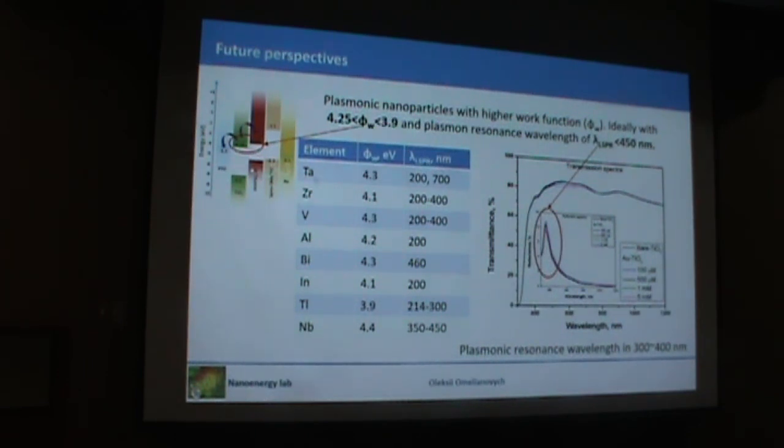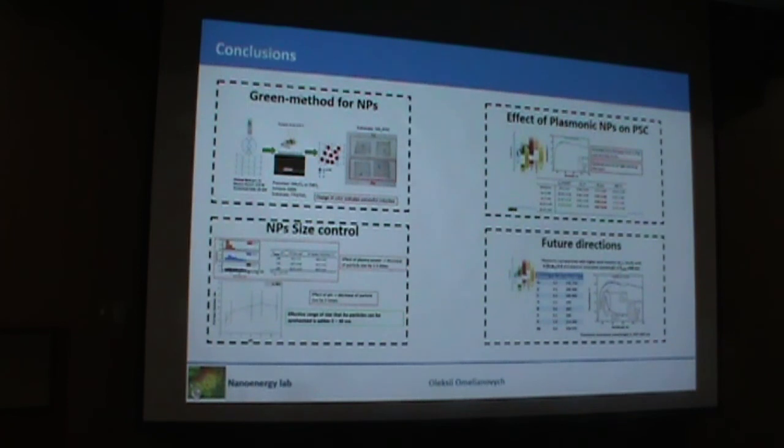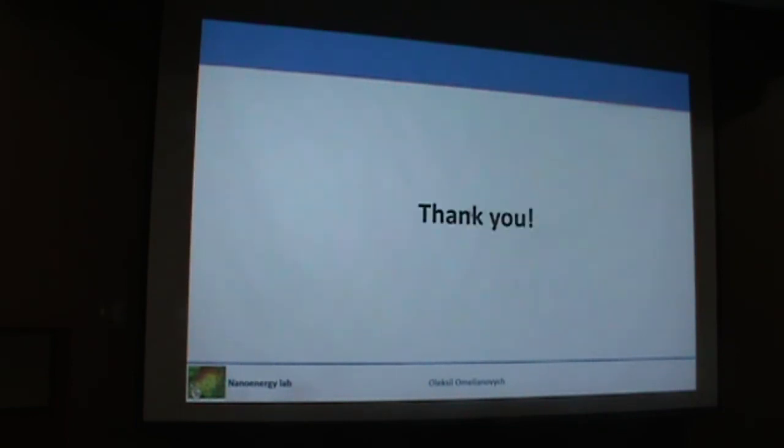So here I compiled the list of future perspective plasmonic materials that could be used to make a plasmonic perovskite solar cell, with an expected more significant improvement of the overall efficiency. So in the conclusions, the green method of synthesis of nanoparticles has been developed. The tools to tune the size of the nanoparticles have been investigated to some extent, and the effect of the introduction of plasmonic nanoparticles on perovskite solar cells has been studied as well, and based on that, the future directions are proposed. Thank you for your attention.